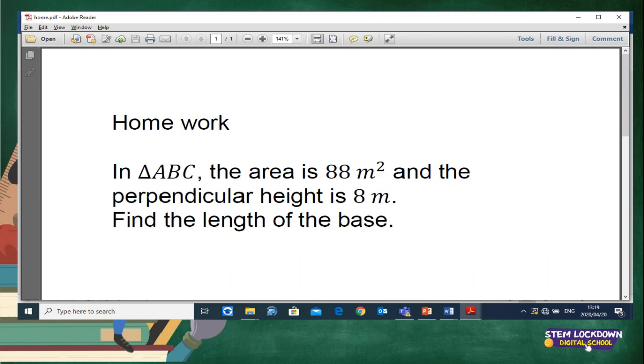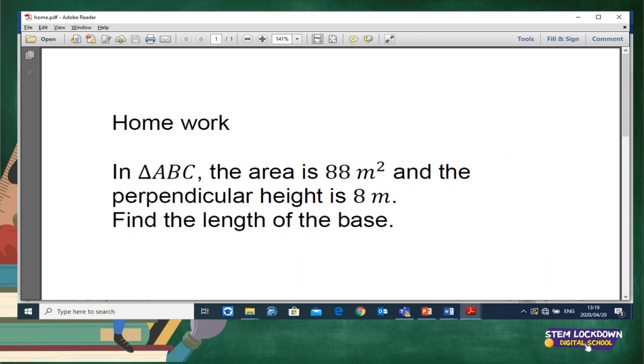So first things first, you need to draw the triangle, which is triangle ABC. And once you are there, you must draw a perpendicular height, meaning that you need to join one of the vertices of your triangle with the base. And where that line coming from the vertex meets with the base, they must form 90 degrees.